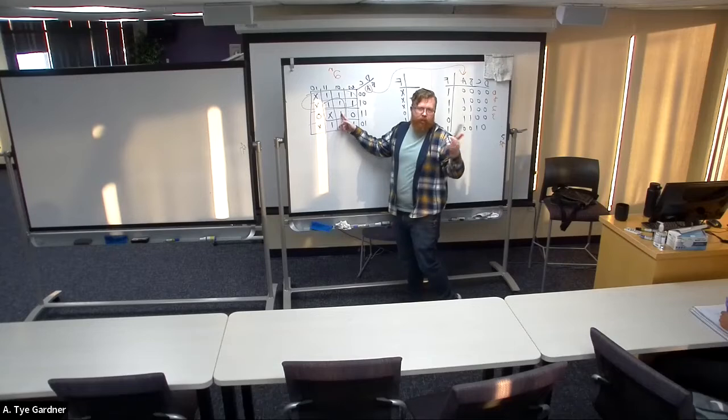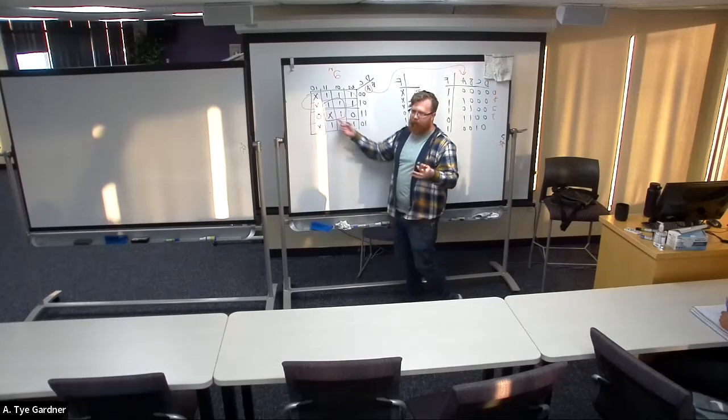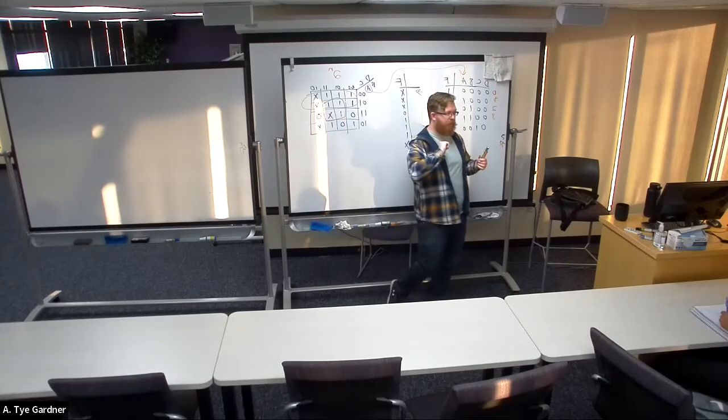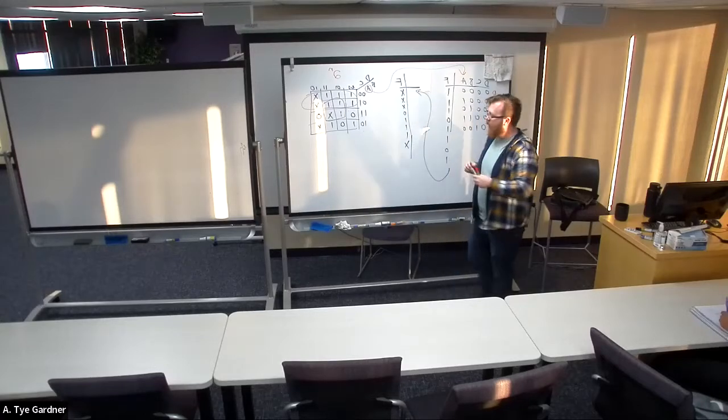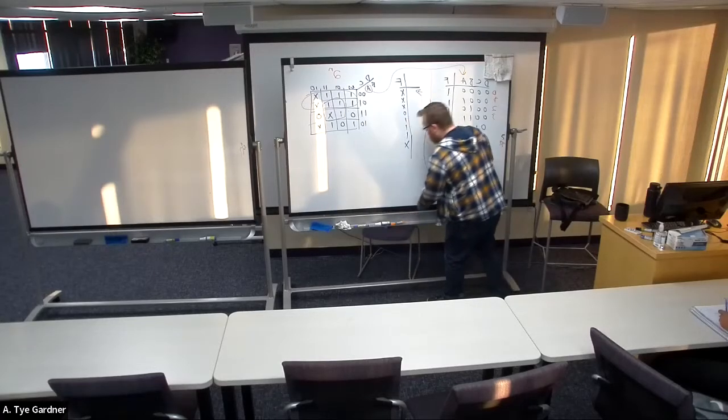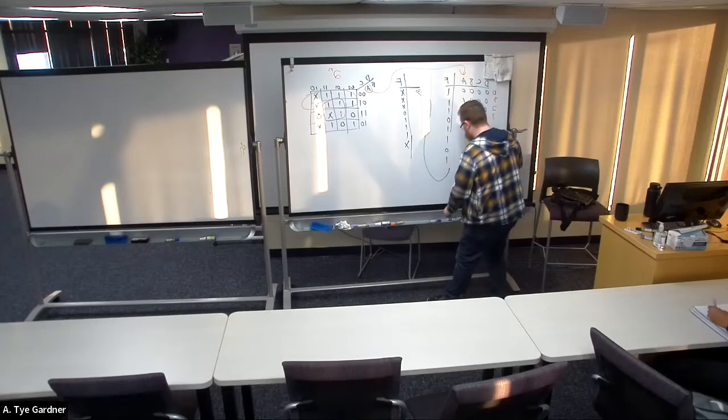You might be tempted to circle only that 1 because why would I draw a bigger implicant? Why would we draw a bigger implicant? It simplifies the term, exactly. So what's the next color? Green. I got a green.